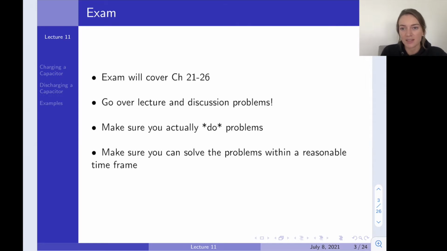You have to actually practice, just like playing the piano. You wouldn't expect to get good at playing the piano by reading a book about it. So you have to actually practice problems and get muscle memory for these problems.